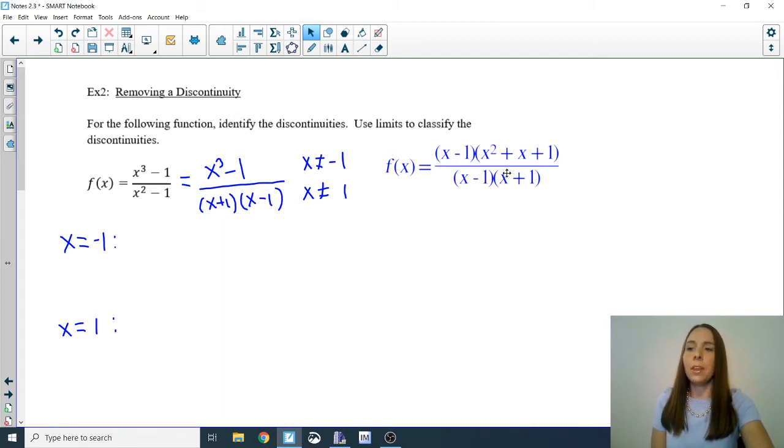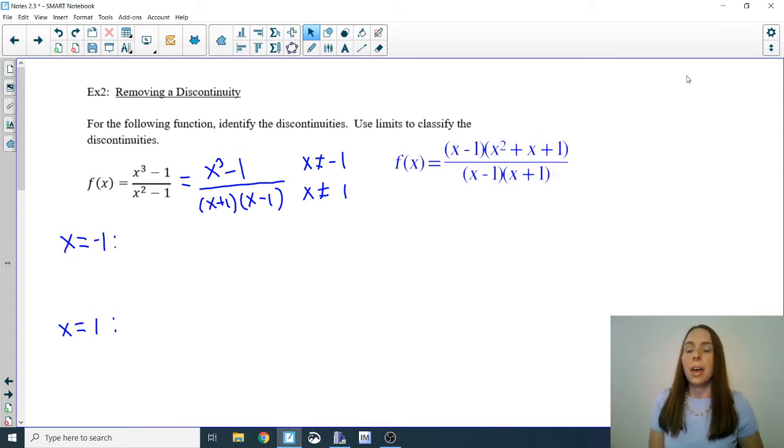All right, anyway, now that we have the numerator and denominator factored, we can actually really easily figure out the types of discontinuities that we have at x equals -1 and x equals 1. But again, I want to take a moment and talk to you about it in terms of limits, just so we understand what's happening here. So again, I'm going to look at x equals 1 first.